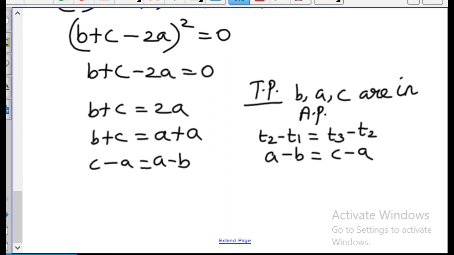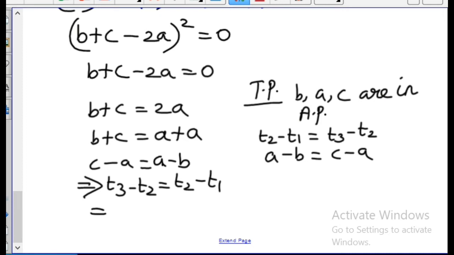Here I want to prove a minus b. I keep one a as it is. On this side I bring this b to the right hand side, so it becomes minus b. Another one, I keep c this side, in the left hand side I bring c to this side. Now this implies the term that is T3 minus T2 equal to T2 minus T1.